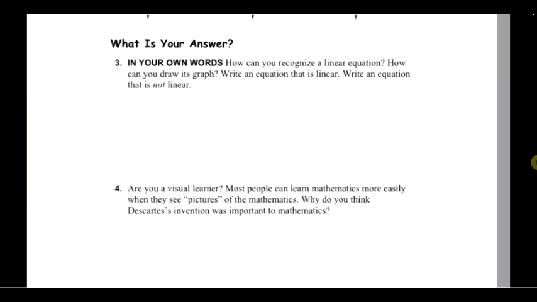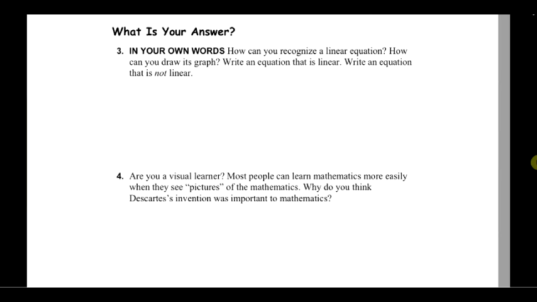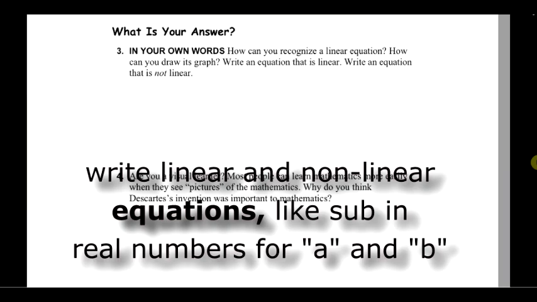So the last thing I want you guys to do is, how can you recognize a linear equation? What things have you noticed, and how can you draw its graph? What method did we use in the beginning here to draw the graph? We made a little table, we subbed in any value for x, and we found the value for y, so write that out. And then write an equation that's linear. Make one up. Have some fun. And then write an equation that's not linear. So it would be either a parabola or a circle or something like that.